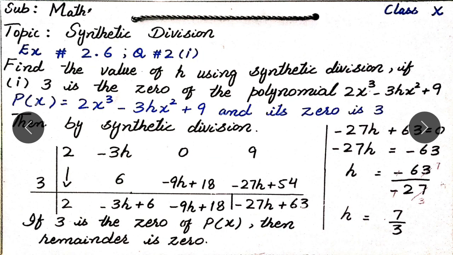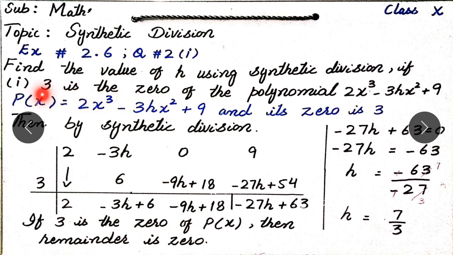Here is question number 2, the first part. Find the value of h using synthetic division if 3 is the 0 of the polynomial 2x cube minus 3hx square plus 9. Let me tell you one of the characteristics of synthetic division: it can be used for finding the unknown value if one of the factors of the polynomial is given. Here the main objective is to find the value of h, and we are supposed to use synthetic division here.